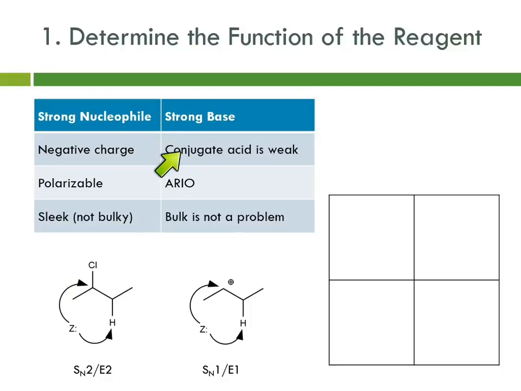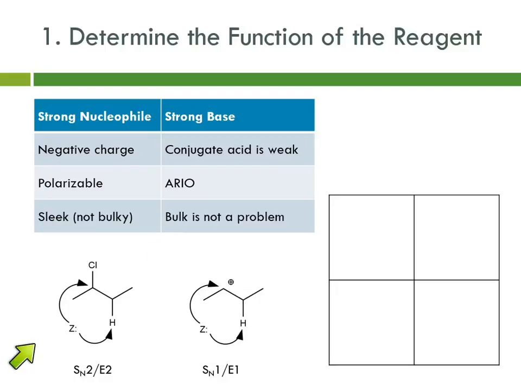Strong bases, we can think of the strength of the base in terms of acid-base chemistry. If the base has a conjugate acid that is strong, the base will be weak. If the conjugate acid is weak, the base is strong. So that's one way to look at it. The other is ARIO, which we've talked about before: what element, what atom it is, resonance effects, induction, and orbital effects, and that can help us to predict if it's a strong base or not. For bases, bulk is not a problem.